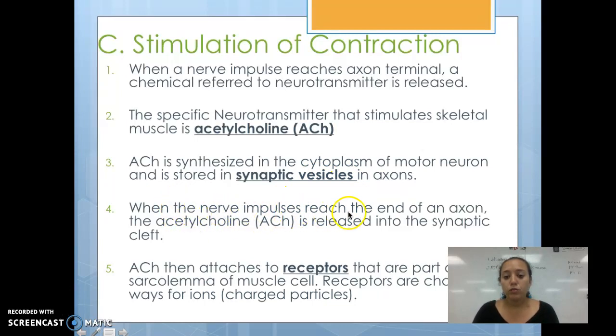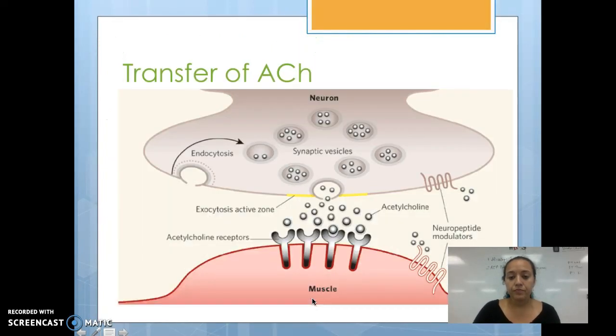When the nerve impulses reach the end of the axon, the ACH is released into the synaptic cleft. ACH will then cross the synaptic cleft, attach to the receptors, and now it makes a channel way for ions. And the ions essentially are what's making action potential, which I'll get into in a minute. Okay, so just to go into what I just said.